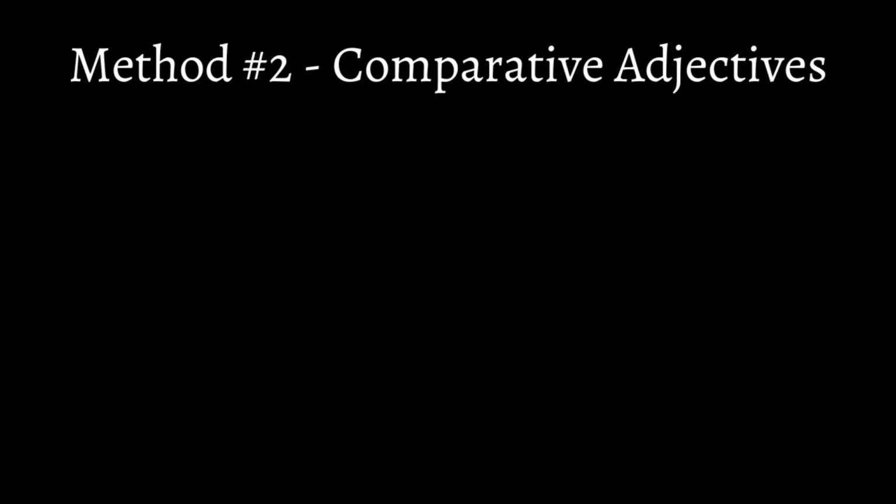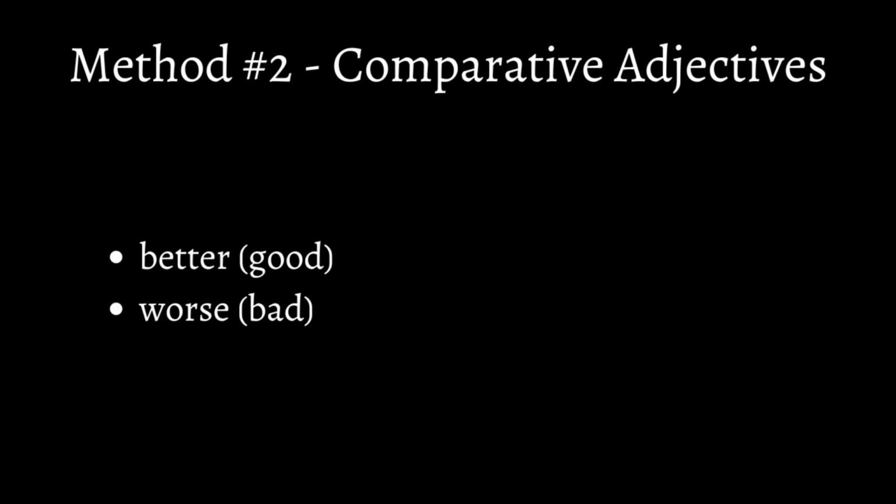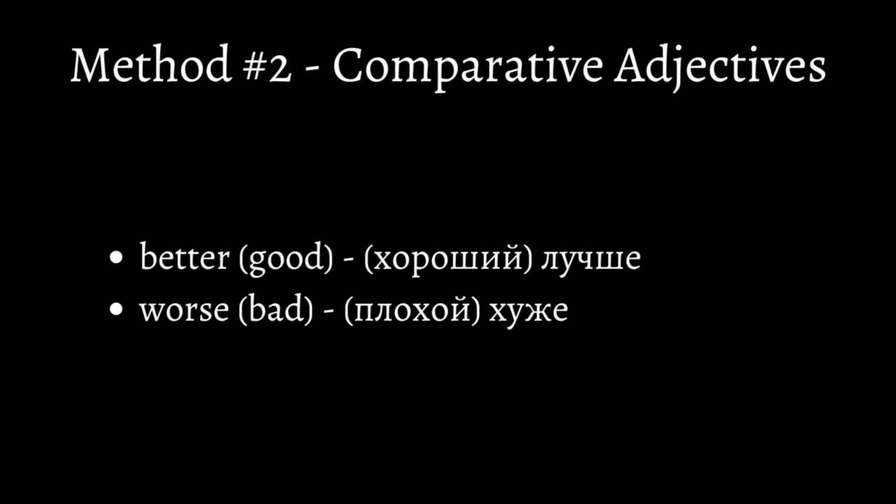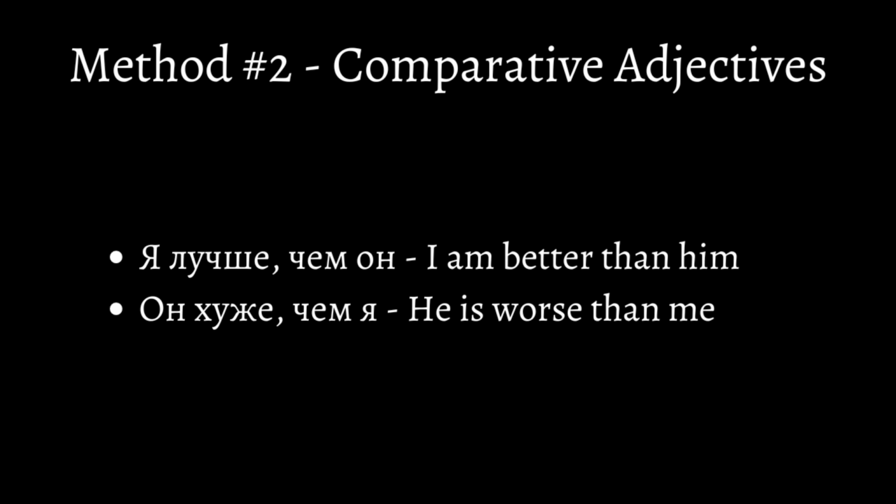Moreover, Russian also has irregular comparatives, just like in English, with the words better and worse, which are the comparatives for good and bad. In Russian, the words are хороший and плохой, and their comparatives are лучше and хуже, completely not following the original adjectives. Я лучше, чем он, and он хуже, чем я. I am better than him, and he is worse than me.